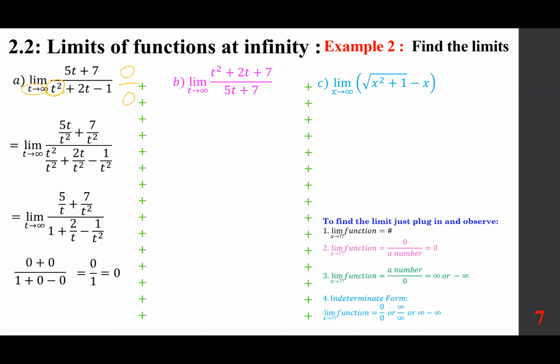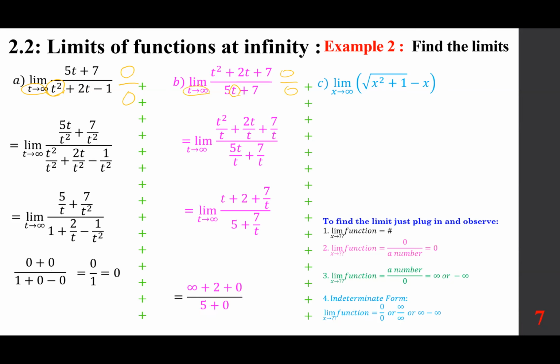Same thing happens here. You get 0 over 0, and because it's a rational expression where t or x is approaching infinity, we divide by the highest degree term in the denominator, which is t. We simplify. And now when we replace the t with infinity, 7 over t goes to 0. The top is infinity plus 2 over 5. And infinity over any number, 5 or 5,000, makes no difference. It is still infinity.